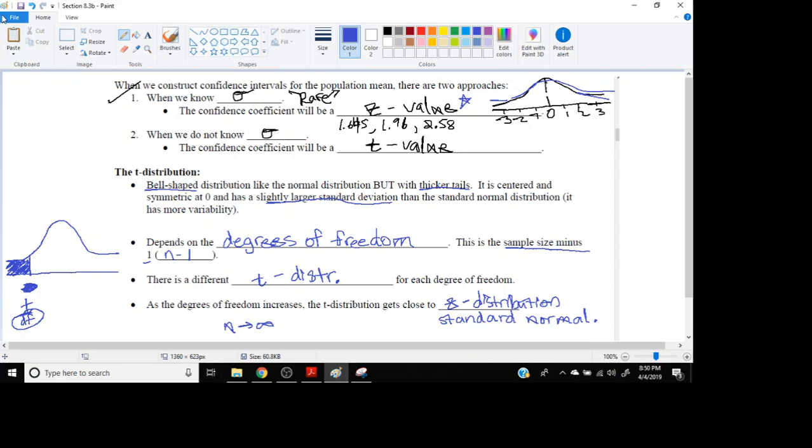So now what we're going to do is, now that we know the confidence coefficient, when we know the population standard deviation, we're going to use a Z. And when we don't know the population standard deviation, we know that we're going to use a T. So let's talk about the actual confidence interval.